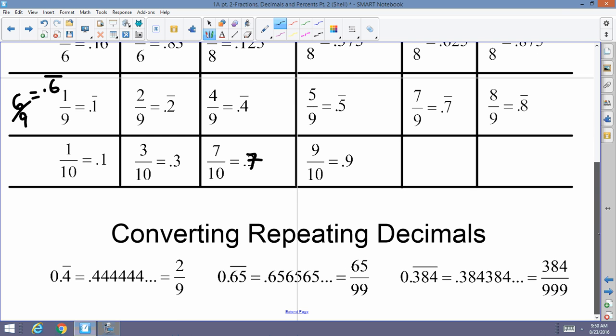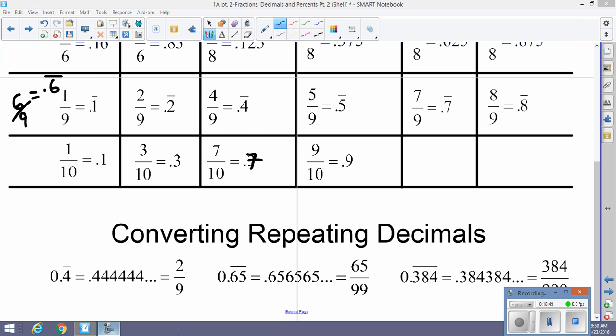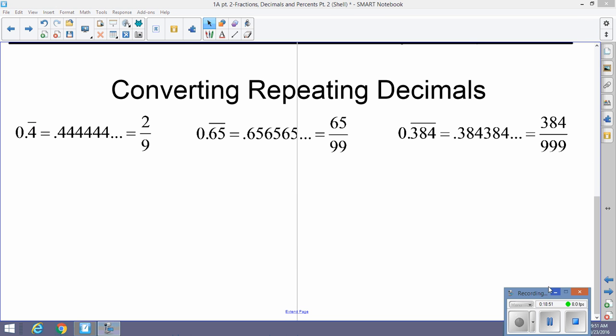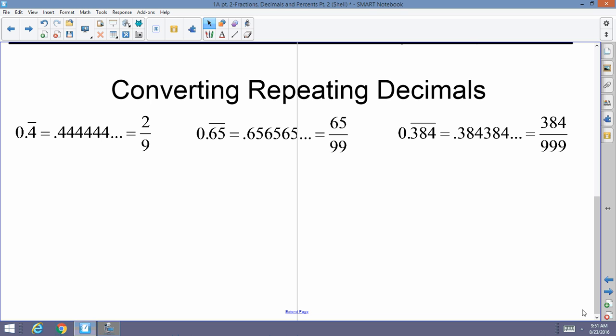And last but not least, I want to show you how to convert repeating decimals. But give me 1 second, please. Okay, welcome back. Thank you. Sorry about that. Okay, so in order to convert repeating decimals into fractions, it's very simple.